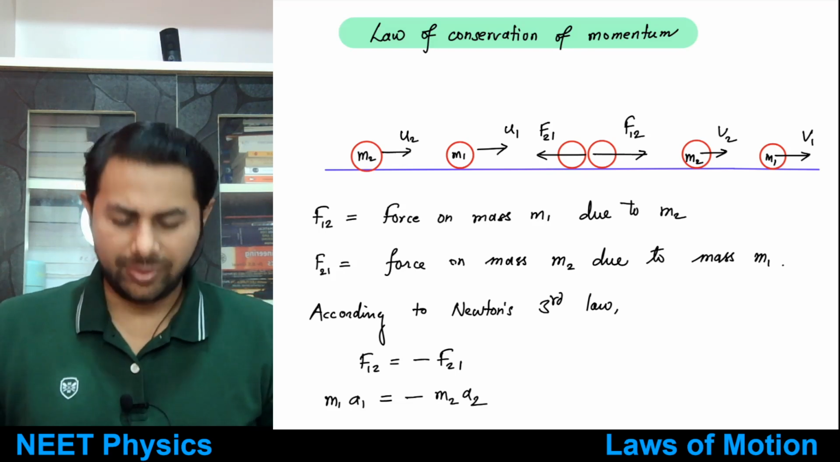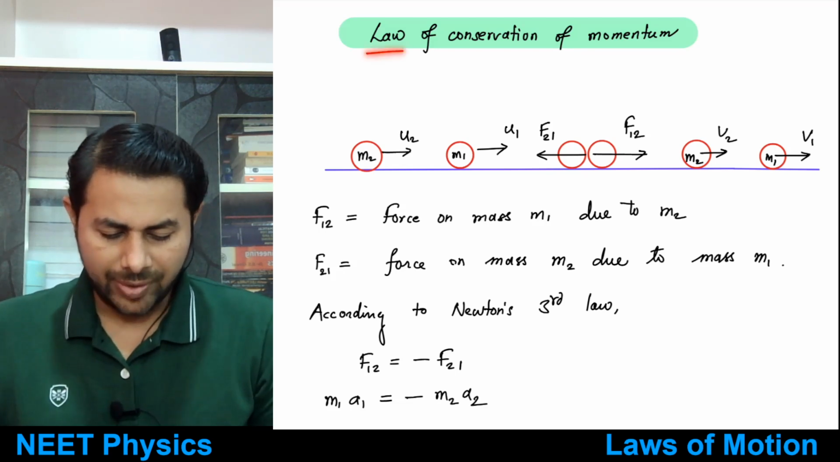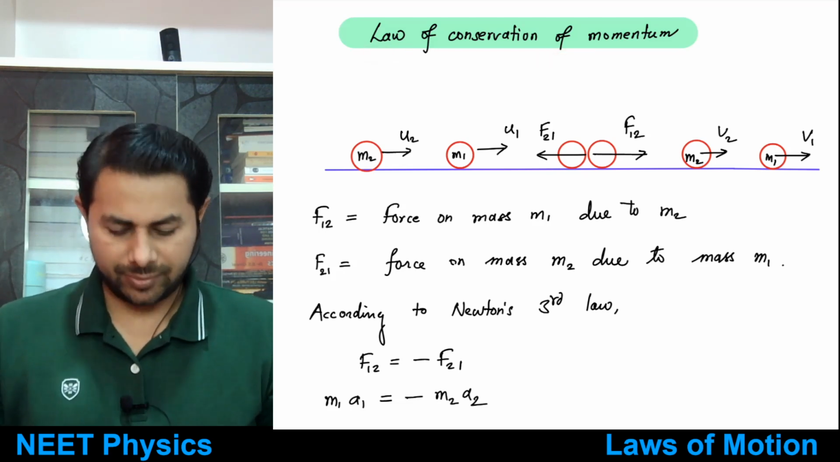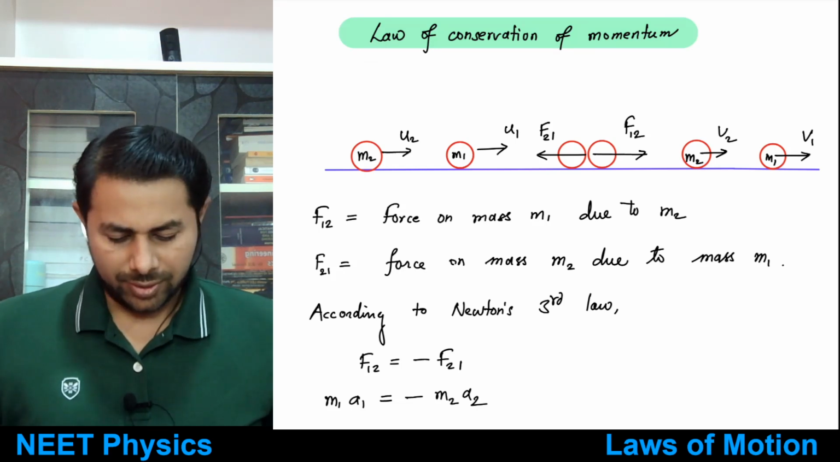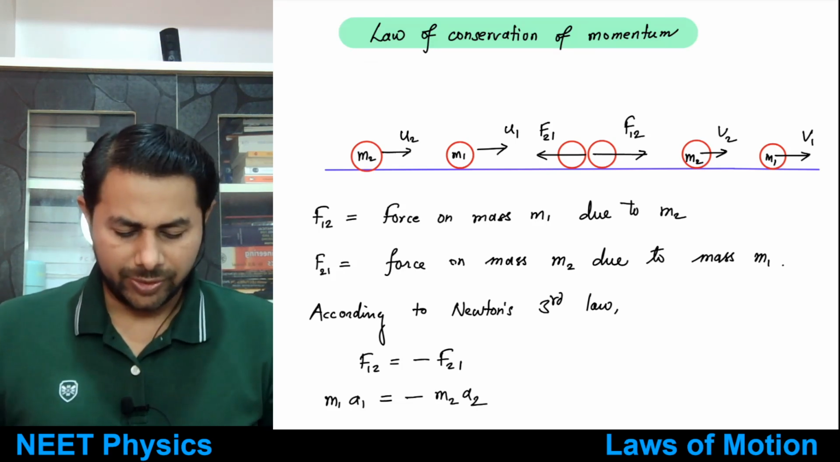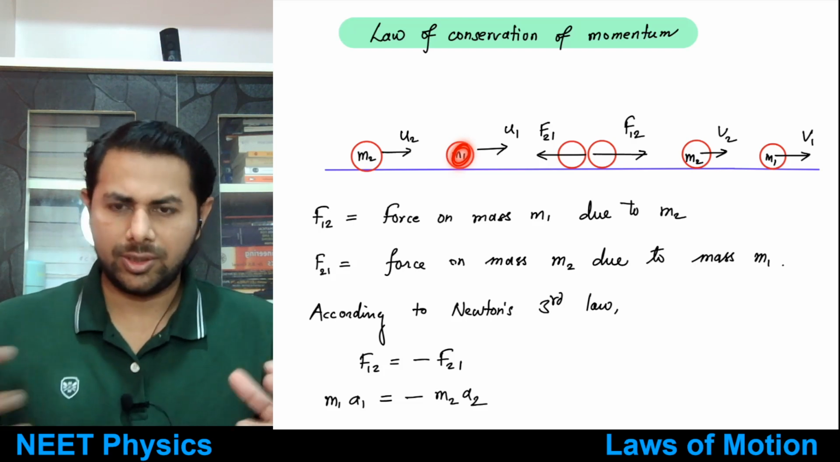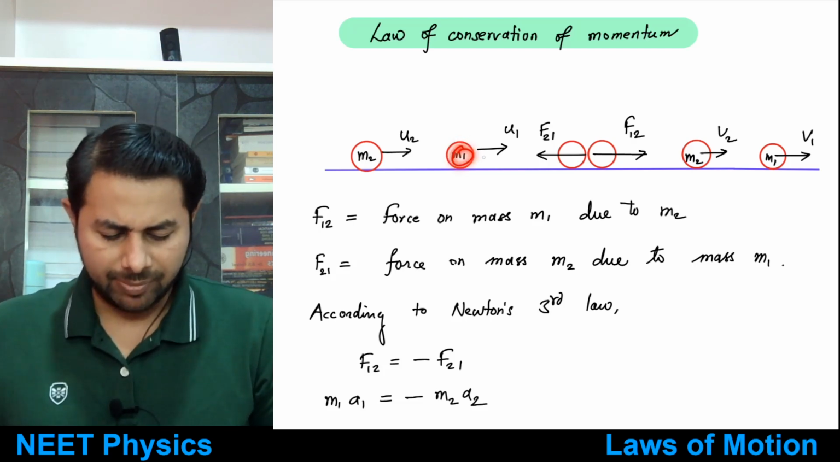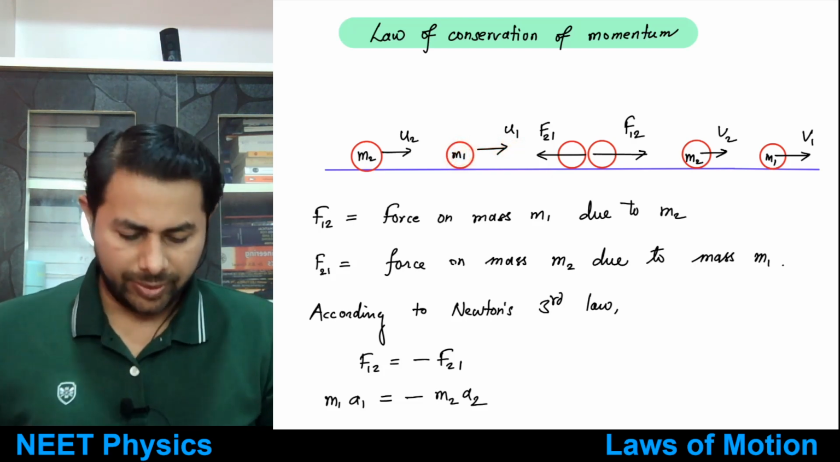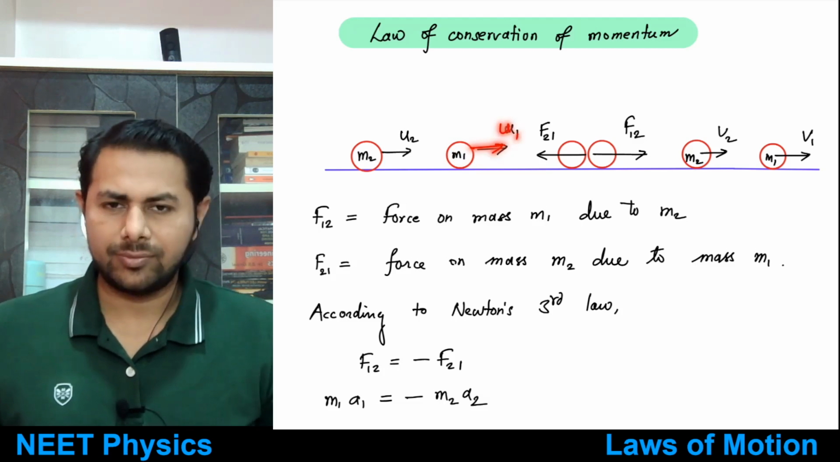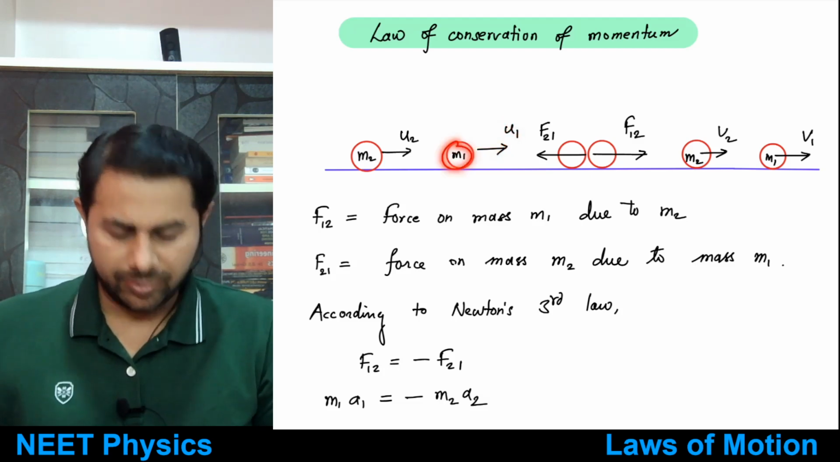Let us discuss the law of conservation of momentum. Okay, so now what is this? Suppose you have these two marbles. This marble is moving on this floor with velocity u1. You can consider a marble or a ball or any body.